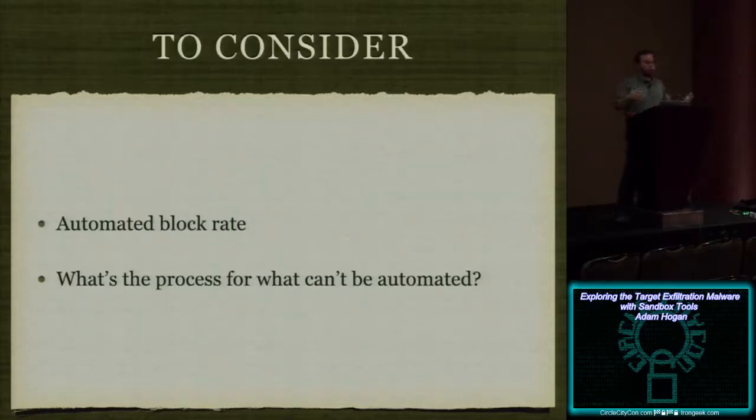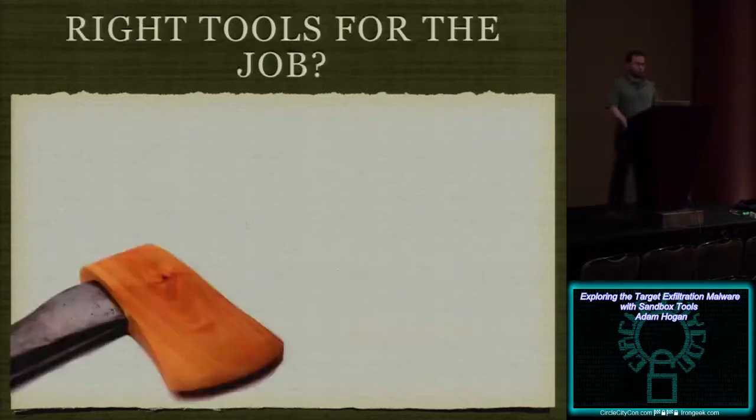So if you're looking at these kind of security tools, at the end of the day, the things you need to consider are, one, the automated block rate, which are very well publicized, right? You can find these vendor bake-offs. You can look at like the NSS Labs breach detection report, and they're trying to detect all that stuff. But no one's really looking at the second part, right? What's the process for what can't be automated? No one's bothered to measure that, right? So the question becomes, the right tool for the job, and is this really going to help out your organization?